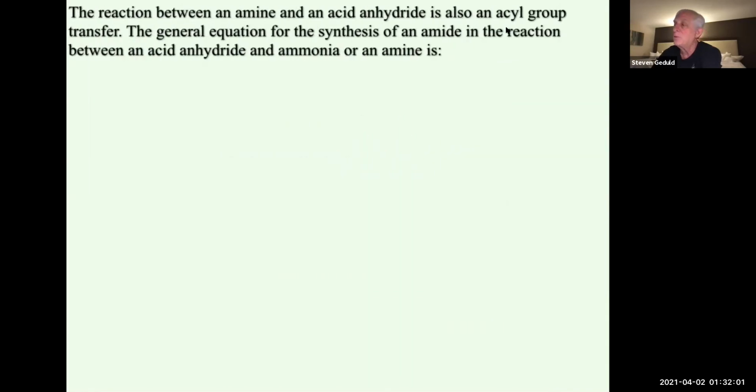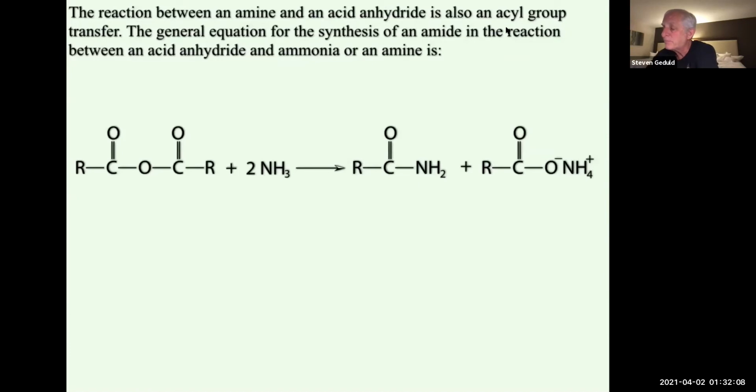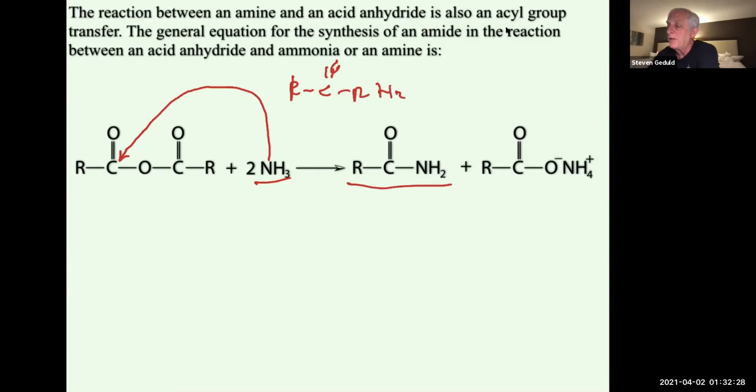Okay, so the reaction between an amine and an acid anhydride is also the same kind of transfer. Okay, the general equation is the same thing. This is your acid anhydride. Again, you need 2 nitrogen sources. Okay, so the nitrogen is going to bond directly to the carbon here, and you're going to get your R, C double bond O, and that's going to form your NH2 that you have right here. Okay, that hydrogen is going to react, put an OH group here.